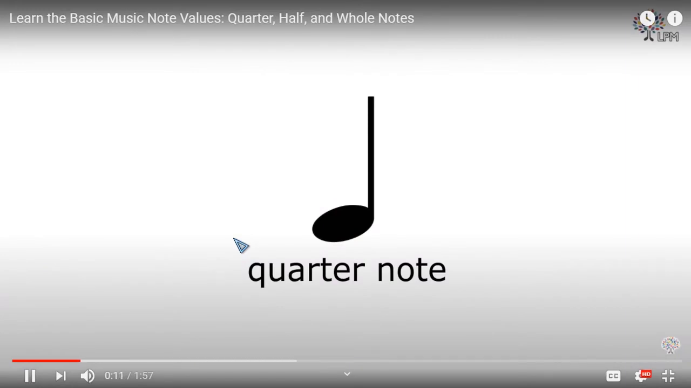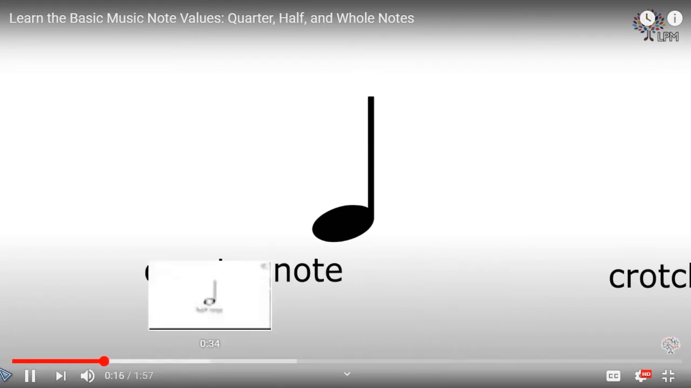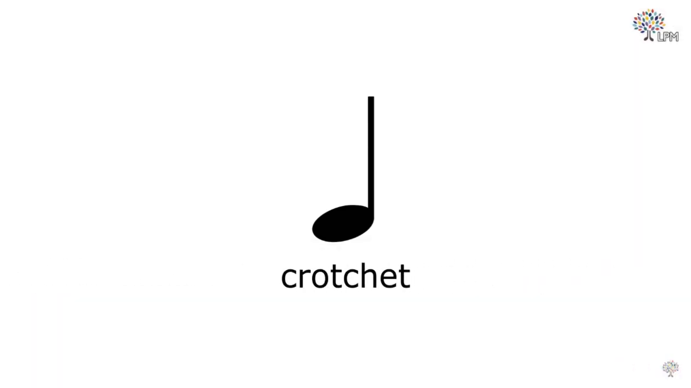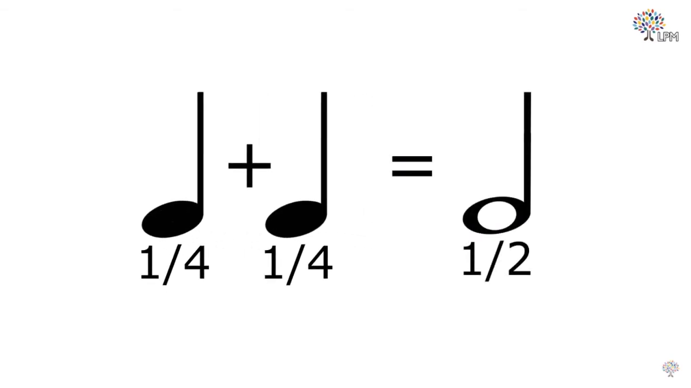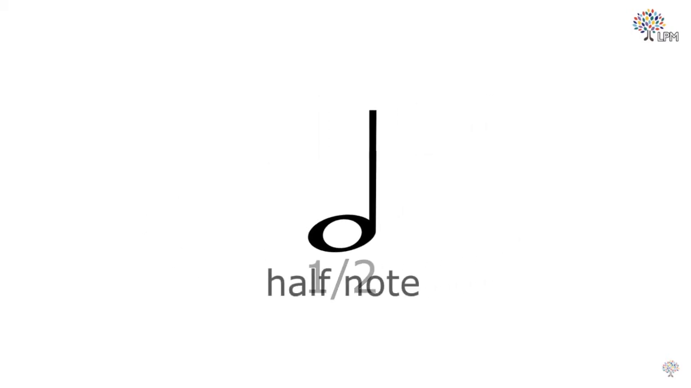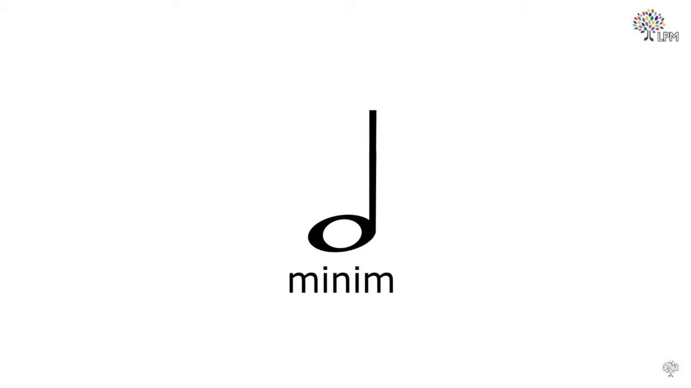The quarter note looks like this. In British terminology, the quarter note is also called the crotchet. If you've studied fractions before, you might expect that the half note is going to be twice as long as a quarter note would be. And you're right. It does equal two quarter notes. It's written with an open note head like this. In British terminology, the half note is called a minim.